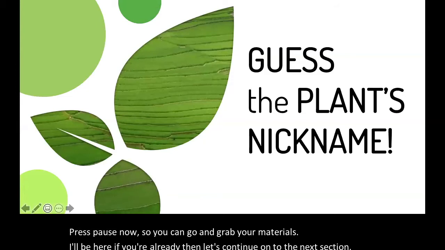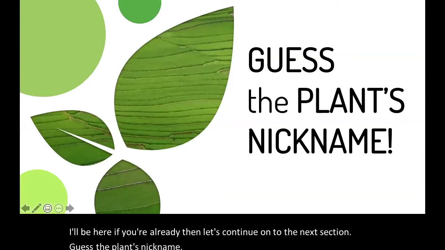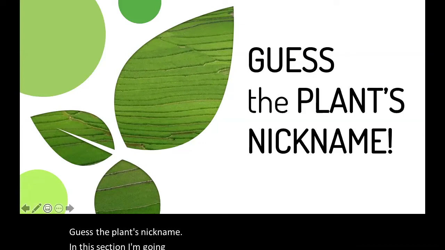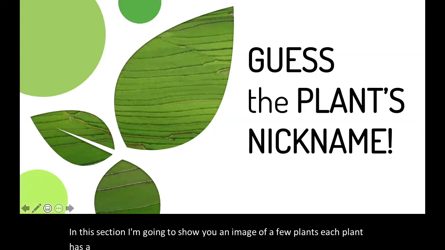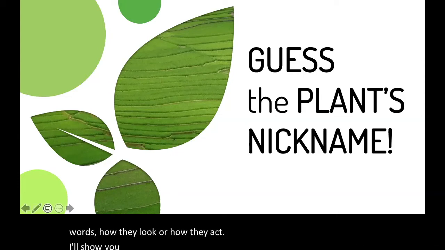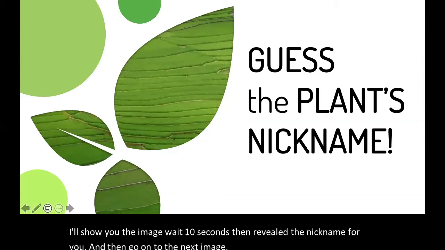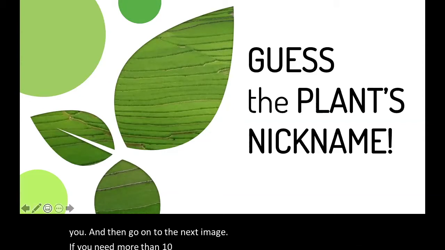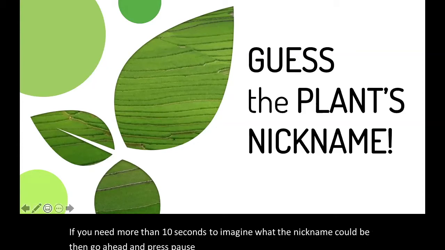Guess the plant's nickname. In this section, I'm going to show you an image of a few plants. Each plant has a nickname that is based on their characteristics or behaviors. In other words, how they look or how they act. I'll show you the image, wait 10 seconds, then reveal the nickname for you, and then go on to the next image. If you need more than 10 seconds to imagine what the nickname could be, then go ahead and press pause. Then press play whenever you're ready.